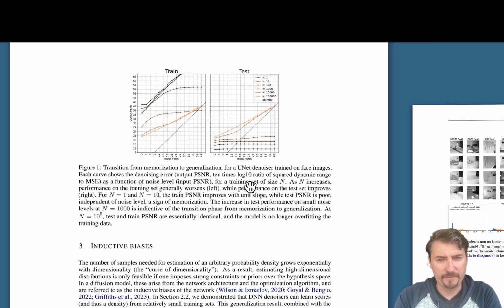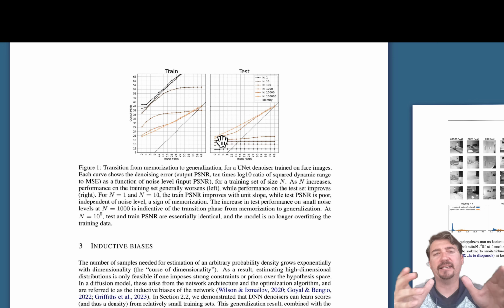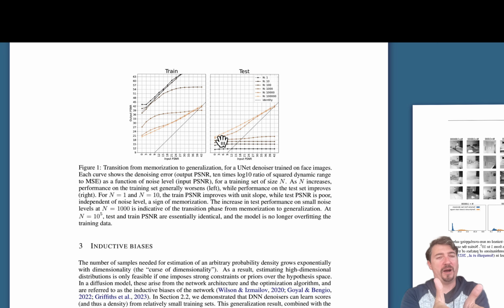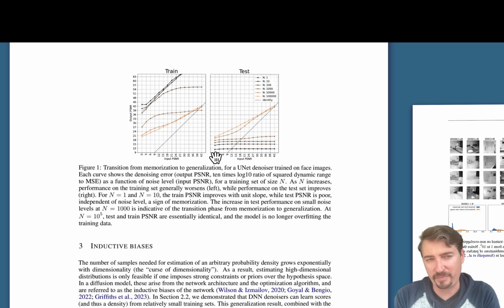Okay, so it says here, dynamic range as a function of noise level for a training size. So as n increases, performance of the training set generally worsens on the left. However, the performance on the test improves. Okay, so this is a classic indication that you're not just memorizing, or that you're transitioning from the memorization that might have been happening to true generalization, right? Remember, test data is data that hasn't been seen before, right? So that's not going to increase unless you have some genuine generalization happening, right?